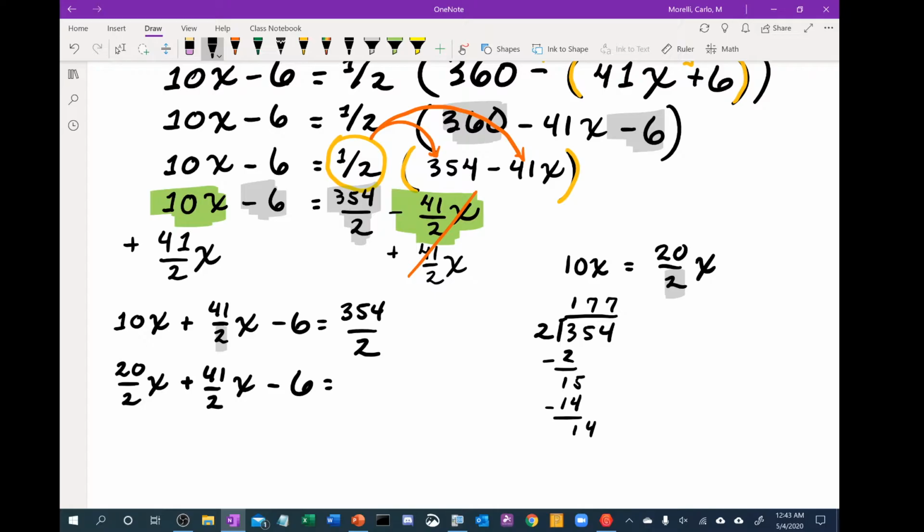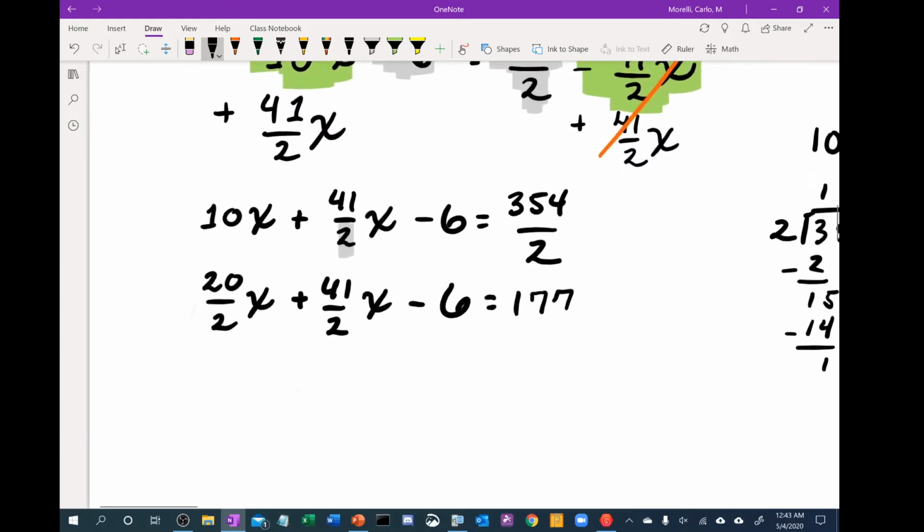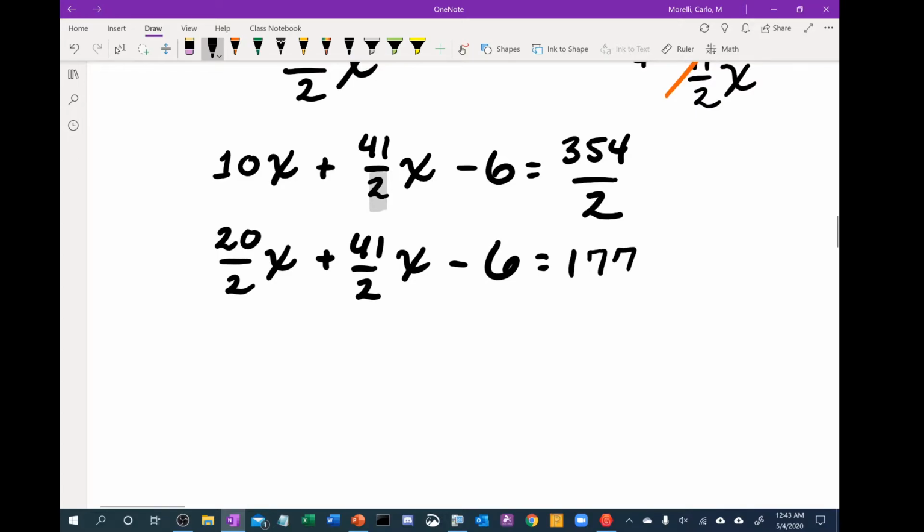Let's check that. 177 times 2. 7 times 2 is 14, carry the 1. 7 times 2 is 14, plus 1 is 15, carry the 1. And 2 times 1 is 2, plus 1 is 3, 354. It works. So that means that this simplified down to 177. All righty. So this is the state of our problem right now.